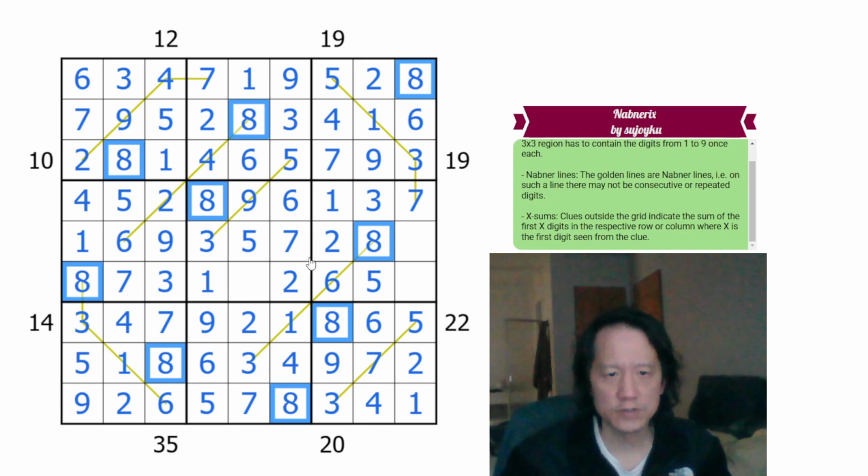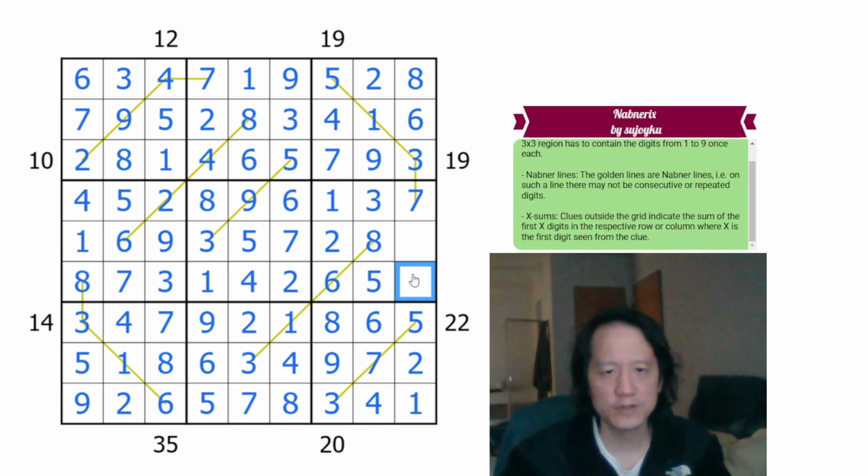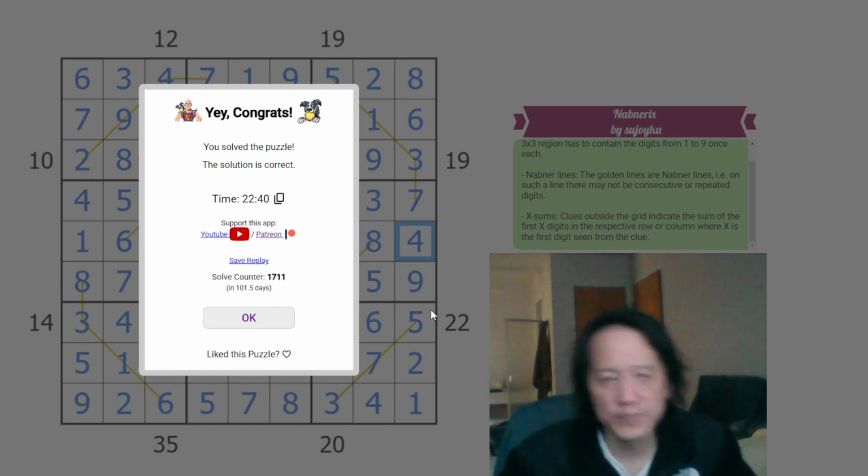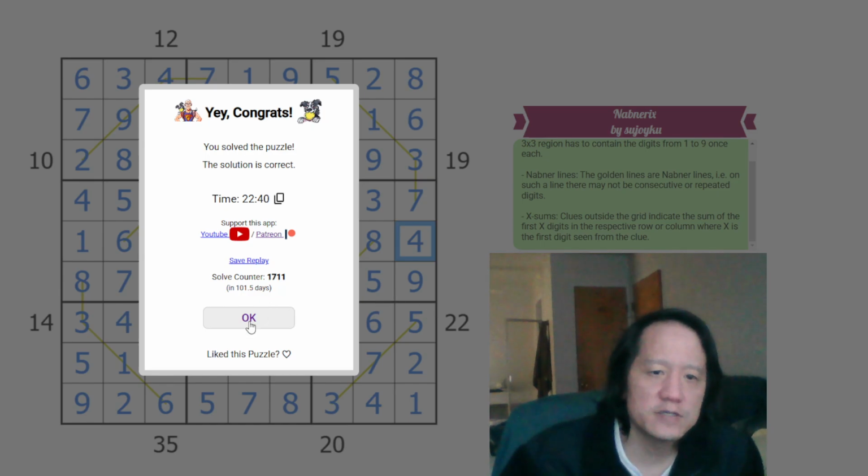8's, those are all done. This has to be 4. This is 9, and that's a 4. And that's how you solve Sudoku. Pretty straightforward.